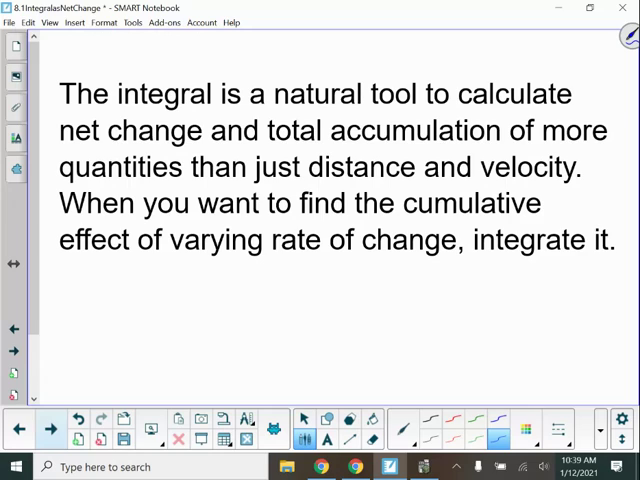So your integral is going to be a natural tool to calculate your net change and accumulation. More than just distance and velocity, though, you can calculate accumulation if you have water leaking out of a pipe, or people coming into a store and people leaving a store. You can calculate the different accumulations of the populations that you have. Anytime you want to find a cumulative effect of some type of varying rate of change, you can integrate. It's one of the things that makes this incredibly useful.